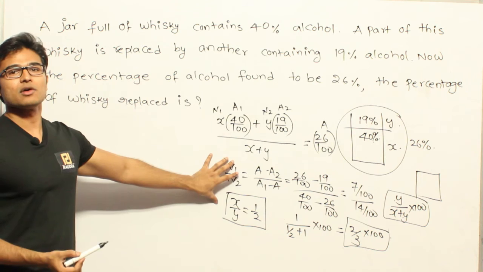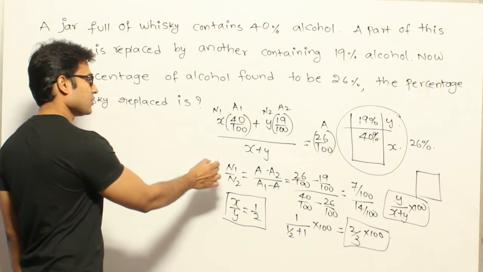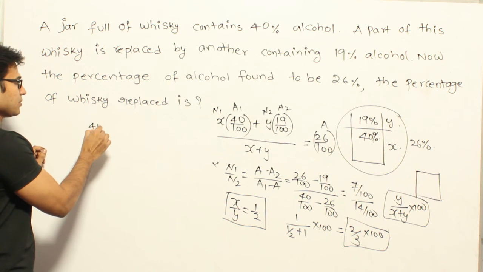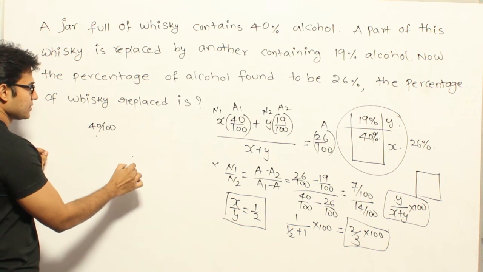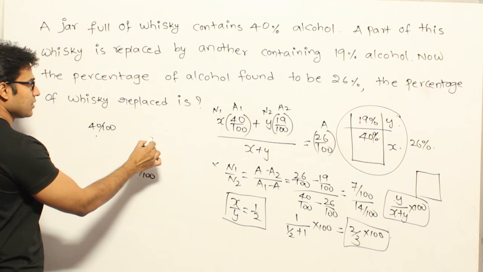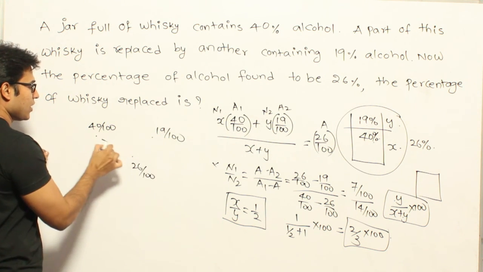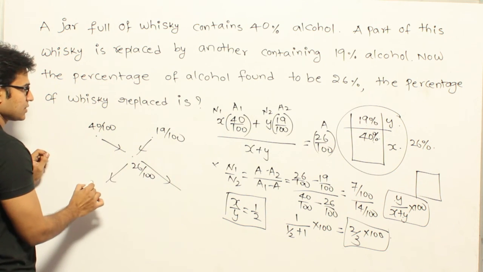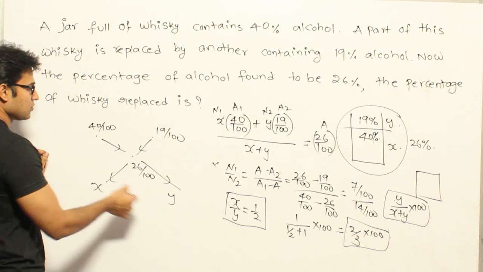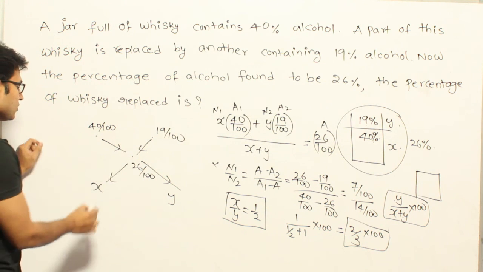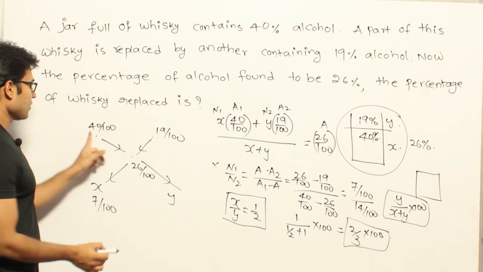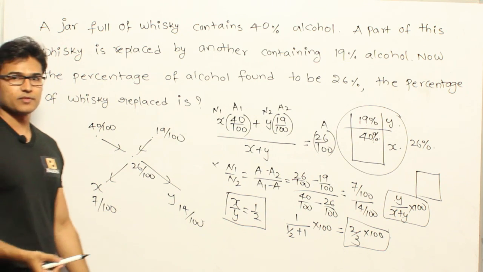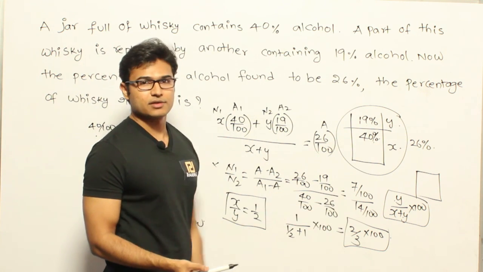So what is the other way of solving it? If you don't remember this one, if you remember the diagram method, you can go with that. In the diagram method, A1 is 40 by 100, A is 26 by 100 and A2 is 19 by 100. Now you find these differences, and we know that this one is X and this one is Y, therefore X is to Y equal to these differences. You get 7 by 100 here and 14 by 100 here. Therefore X is to Y equal to 1 is to 2. So once you find it out, you can directly substitute and get it.